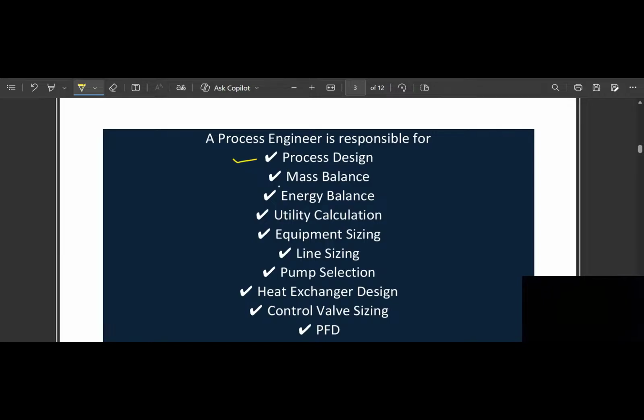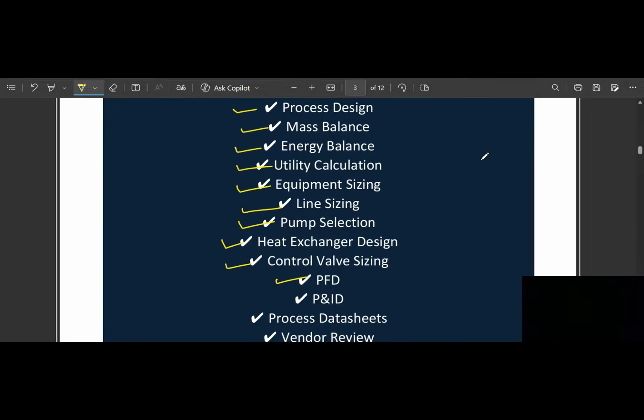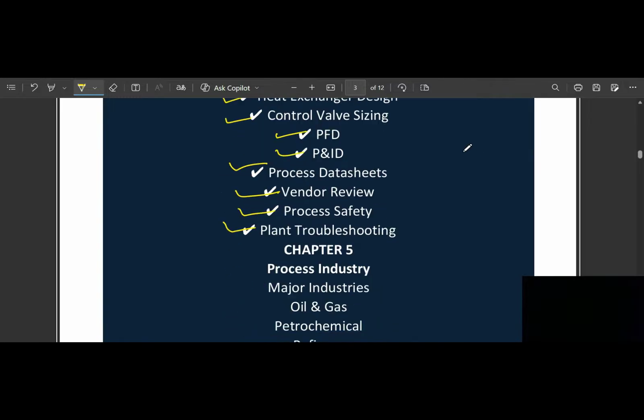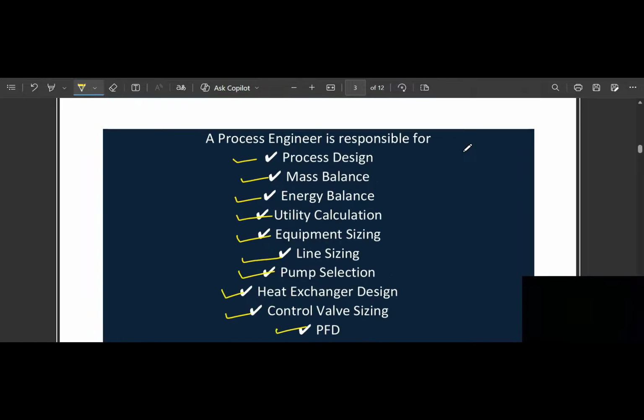process design, mass balance, energy balance, utility calculation, equipment sizing, line sizing, pump selection, heat exchanger design, control valve sizing, PFD, P&ID, process data sheet, vendor review, process safety, plant troubleshooting. Okay, so you should know what exactly a process engineer does. This is our responsibility.